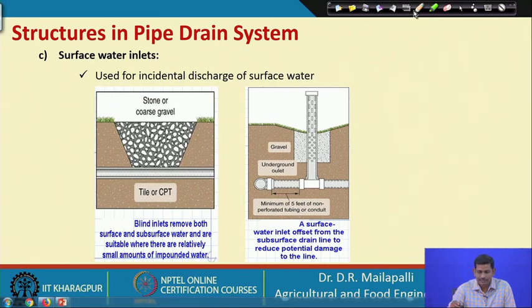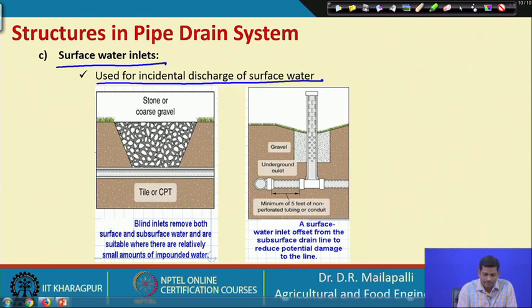Next, structures in the pipe drainage system: the surface water inlets, outlets and surface water inlets. This is mainly to facilitate draining water easily into the tail pipe. The tail pipe is used for incidental discharge of surface water.